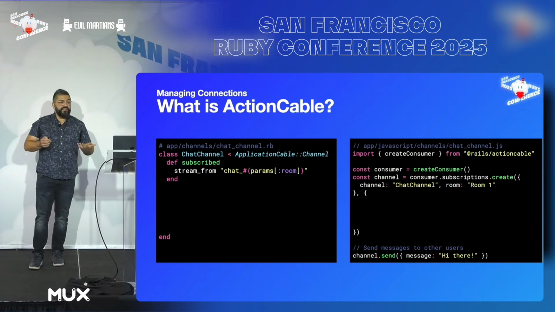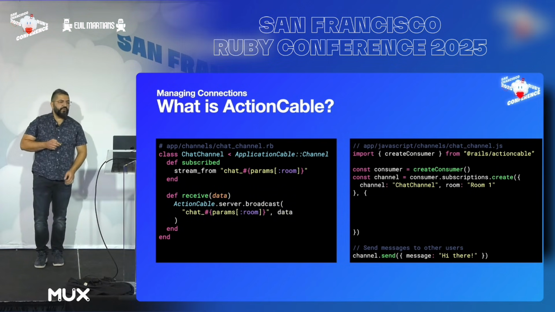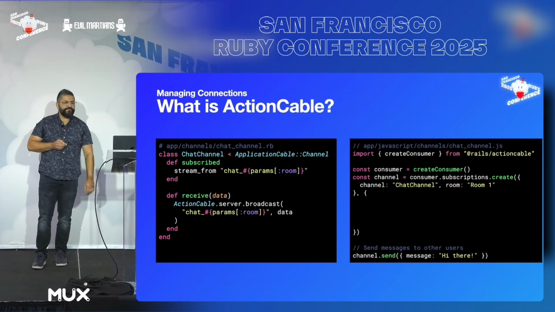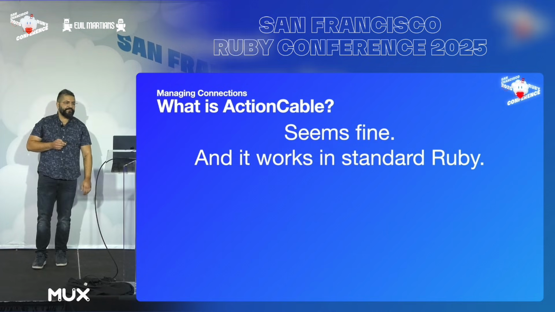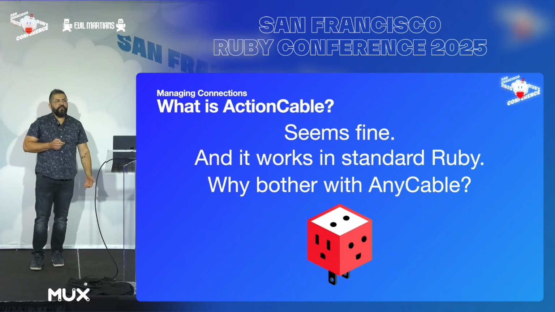On the front end, you can say, I'm going to send information to the server. The server receives it. In my case here, I'm just broadcasting that back out to everybody. Once you get that broadcast, you receive that data on the front end and you can act on it in some way. So it's a pretty intuitive interface. Many of you have probably already seen it. So it seems fine, and it works in standard Ruby, and that's great. So why would you bother with AnyCable, and why do I use it and think it's a valuable thing for real time?